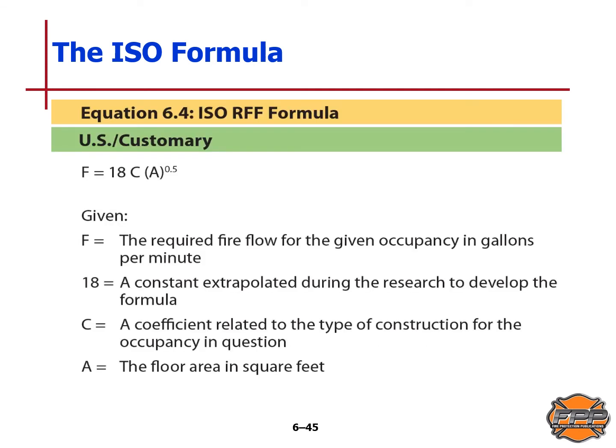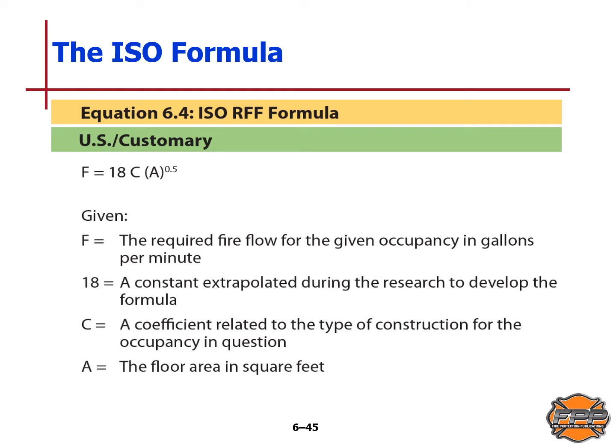Now we're going to explain the ISO RFF formula. It's pretty basic, just like all the others. But remember, this one is a little more precise, so it's used in pre-incident training. So the formula is F equals 18C times A to the power of 0.5. Given the following values, F is the required fire flow for the given occupancy in gallons per minute, which we just learned how to calculate.